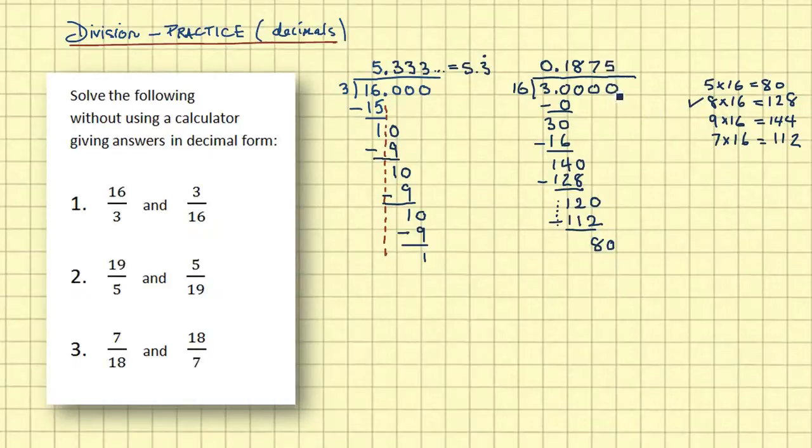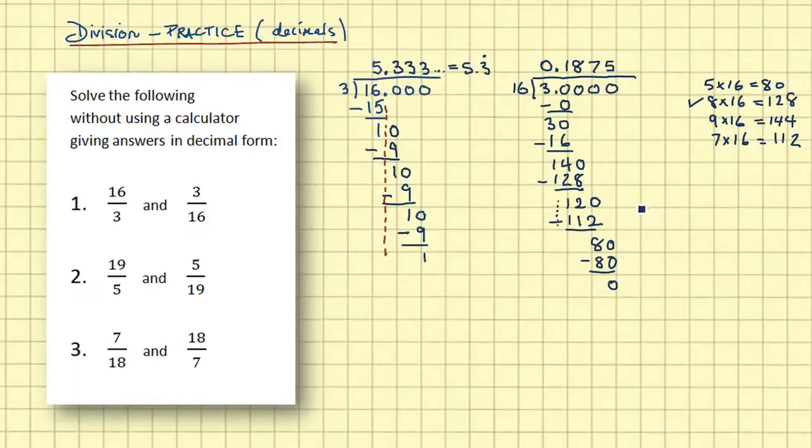5 times 16, same as 10 times 16 divided by 2. So we know 10 times 16 is 160, divided by 2, 80. So 5 times 16 is 80. And we had that up there, in fact. So 5 16s are 80. We just complete this by putting the 80 underneath, subtract, and we've got no remainder. So we know that this is the right answer.